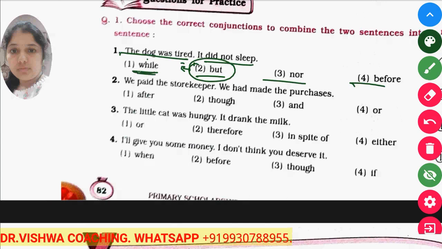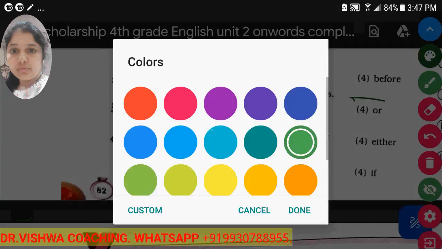While will not be used, because if it was like, while he was tired he did not sleep, it will not match the sentence meaning. So but is the correct option here. We paid the storekeeper is one sentence. We had made purchases is the other sentence.